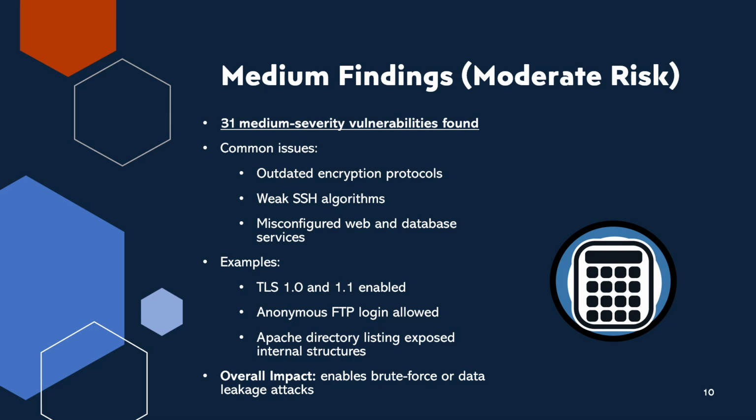While these issues didn't necessarily lead directly to instant compromise, they can make an environment easier to exploit and reduce the overall security resilience. So again, out of all the 31 vulnerabilities, these were the common issues. You'll pretty much find a repeat when you see the breakdown in the report itself. The overall impact from these common issues was that it just enabled brute force attacks or data leakage attacks.